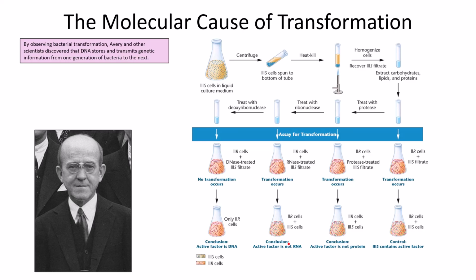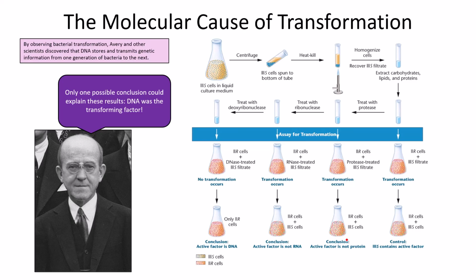And so he basically said, we know that there's genes, we know that there's information, we know that there's a molecule that codes for that, but which molecule? What does it look like? We have no idea. We haven't seen it. We need to find it. And so he employed this particular experimental protocol, and he said only one possible conclusion could explain these results. DNA was the transforming factor. So he created a hypothesis. He said that it has to be DNA. We're going to go about trying to conclude that.